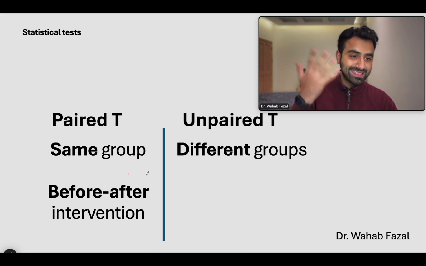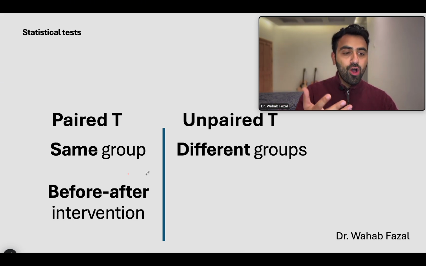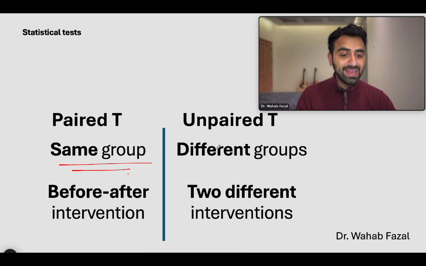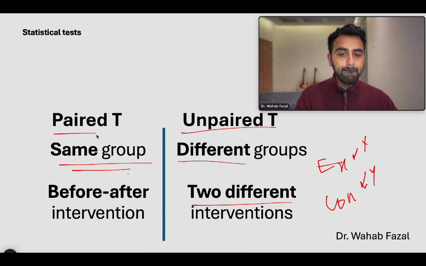You want to study, let's say, the effect of an exercise on the BMI of some patients. So you study their BMI before, then you give them the exercise, and after the exercise you measure their decrease in BMI, and it's going to be the same group. What is an unpaired t-test? That is for two different interventions, or basically an experimental group and a control group, right? So you give this group some X medication and you give this group some Y medication. So unpaired is for different groups, paired t only for the same group. It's going to be the same group of people.